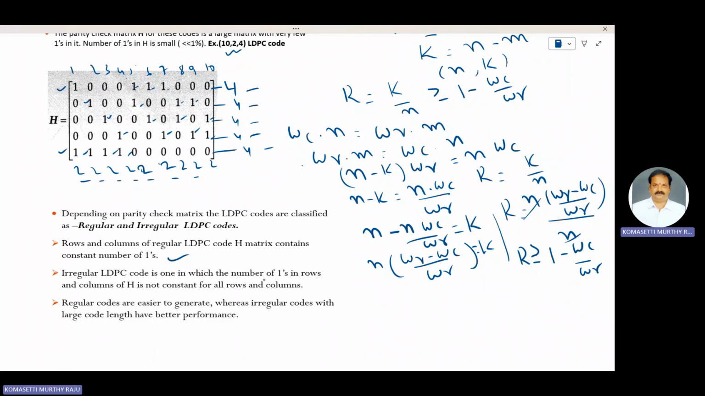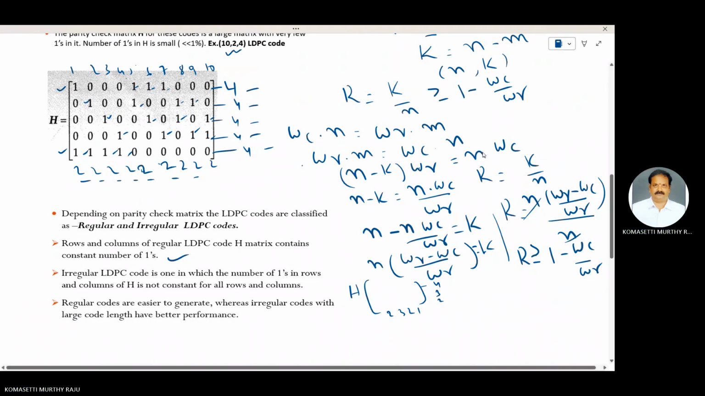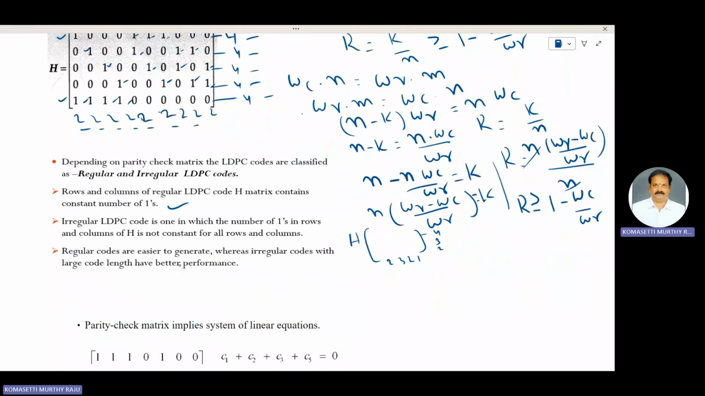An irregular LDPC code is one in which the number of ones in rows and columns of H is not constant for all rows and columns. This is the H matrix, with counts 2, 3, 2, 1 and 4, 3, 2. Different, not uniform, not constant. That is called an irregular LDPC code. Regular LDPC codes are easier to generate, whereas irregular codes with large code length, n greater than or equal to 1000, have better performance.